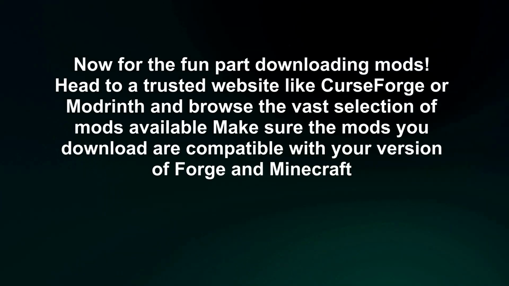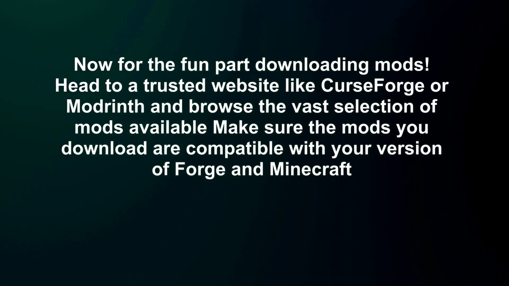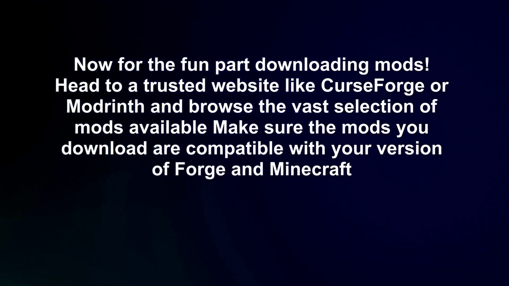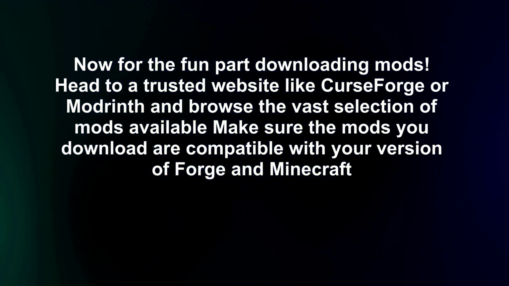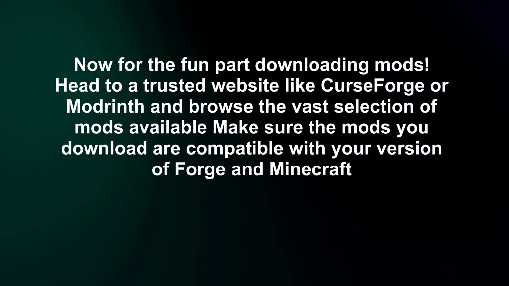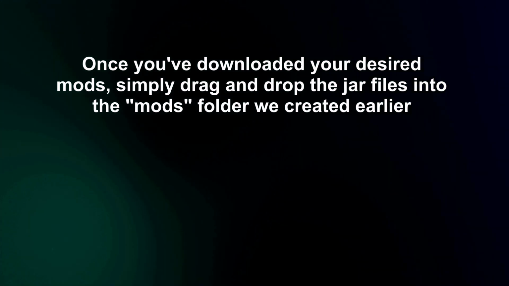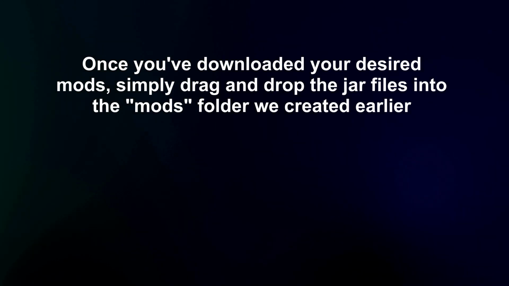Now for the fun part: downloading mods. Head to a trusted website like CurseForge or Modrinth and browse the vast selection of mods available. Make sure the mods you download are compatible with your version of Forge and Minecraft. Once you've downloaded your desired mods, simply drag and drop the jar files into the Mods folder we created earlier.